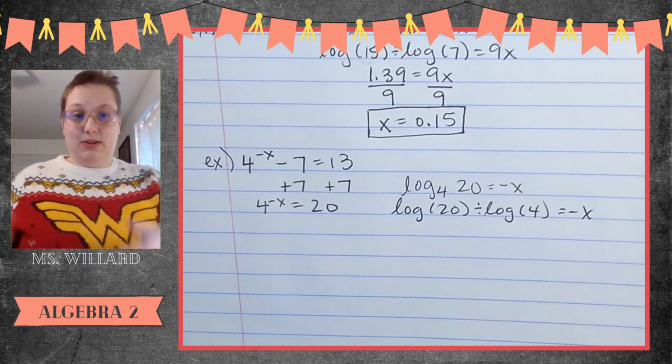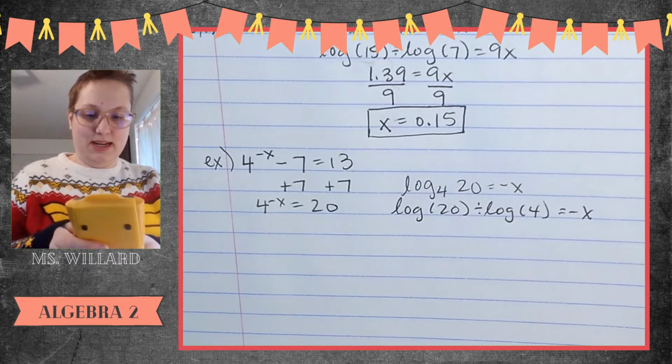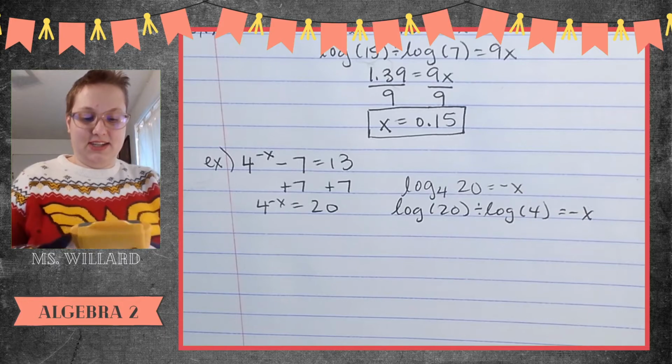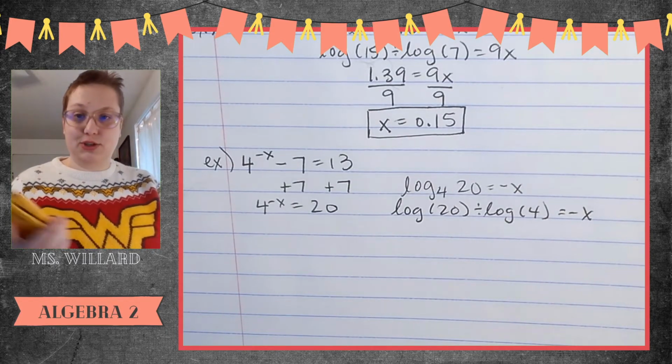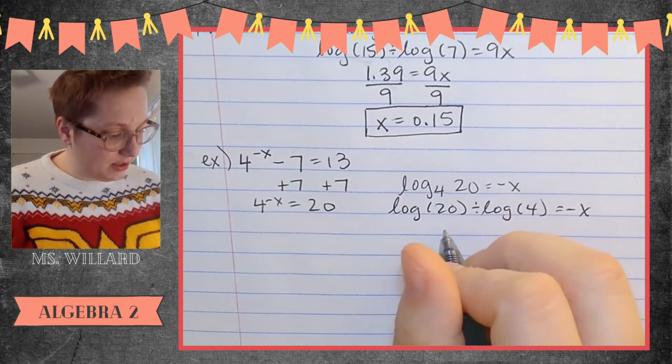I have hiccups and I don't like it. Okay, so log 20 parenthesis divided by log 4 parenthesis is 2.16, just more than 2 like I said.